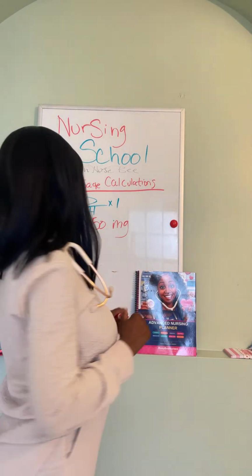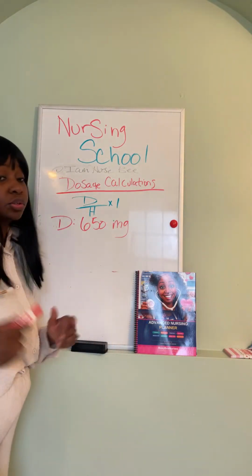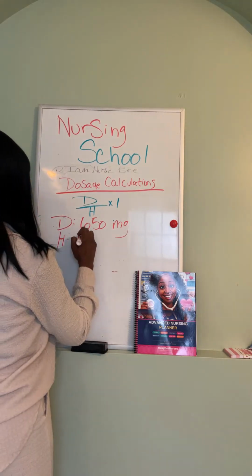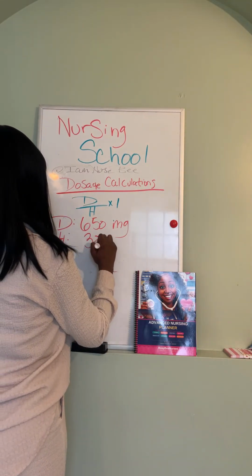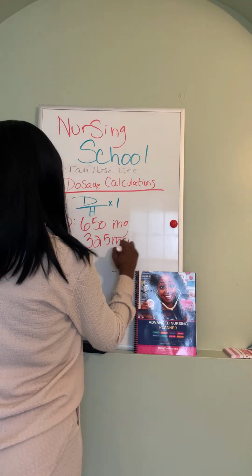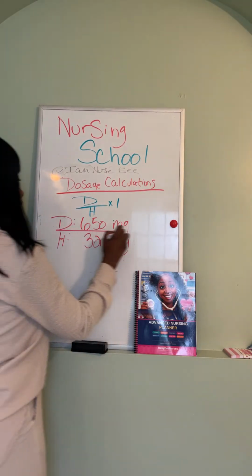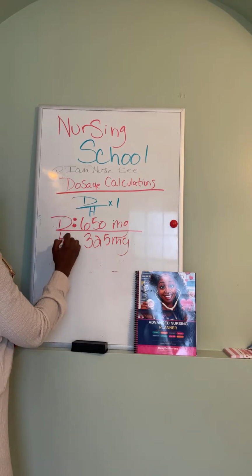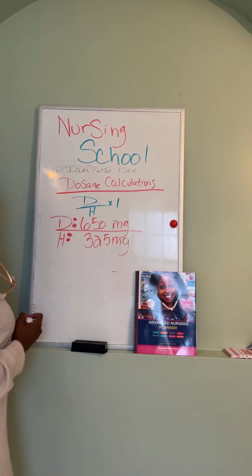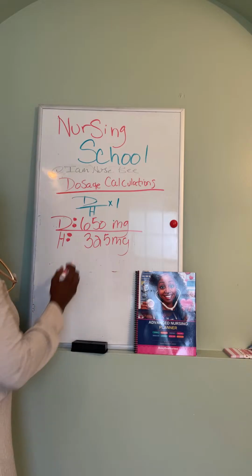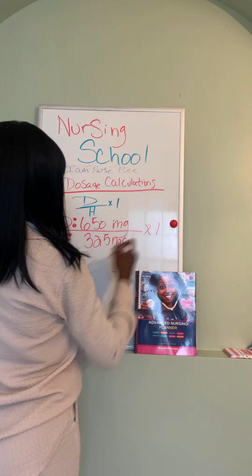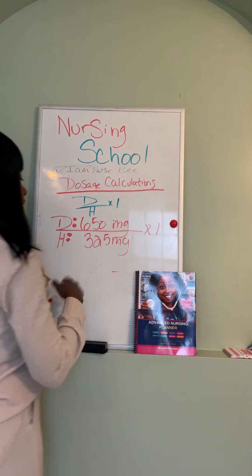What we have available on hand is 325 milligrams, okay? This is what the doctor wants. This is what we have, okay? This is what the doctor wants. This is what we have. And this is the quantity we're going to times it by.